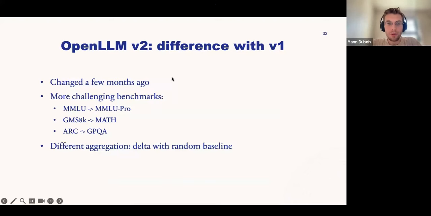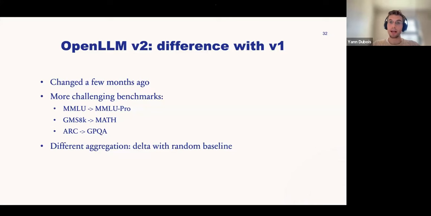So, okay, the difference between V2 and V1 changed a few months ago, as I said. They basically replaced some benchmarks with more challenging ones. So you had MMLU and now you have MMLU Pro. For math, you had GSM 8K and now you have MATH. And for another knowledge one, you had ARC and now you have GPQA. They made the benchmarks harder because the models were becoming too good on V1.